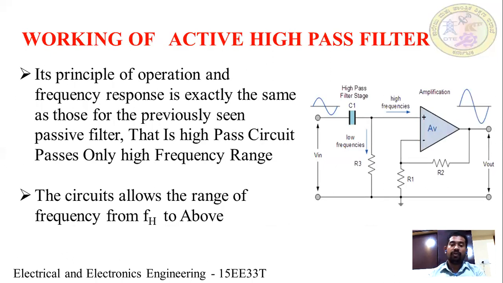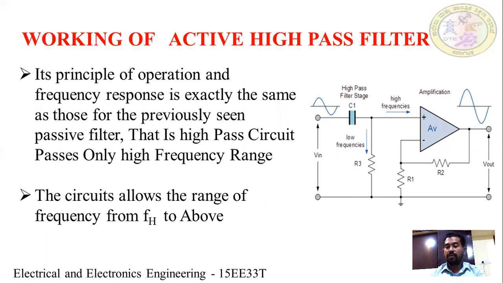Coming to the working of the active high pass filter: a filter circuit that provides a gain or an output of zero for frequencies below the cutoff frequency, that is Fc, and has a constant output beyond Fc, is called an ideal high pass filter. In the principle of operation, the frequency response is exactly the same as seen previously in the passive filter. That is, the high pass circuit passes only the high frequency range, not the low frequency.